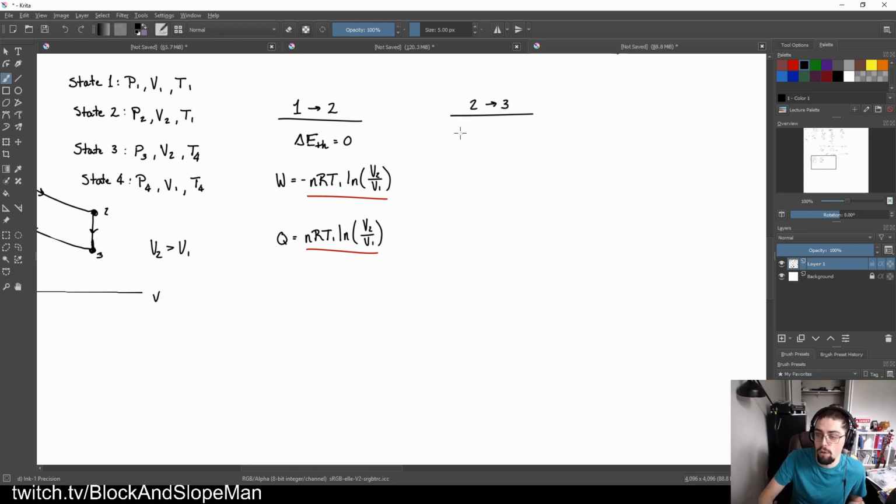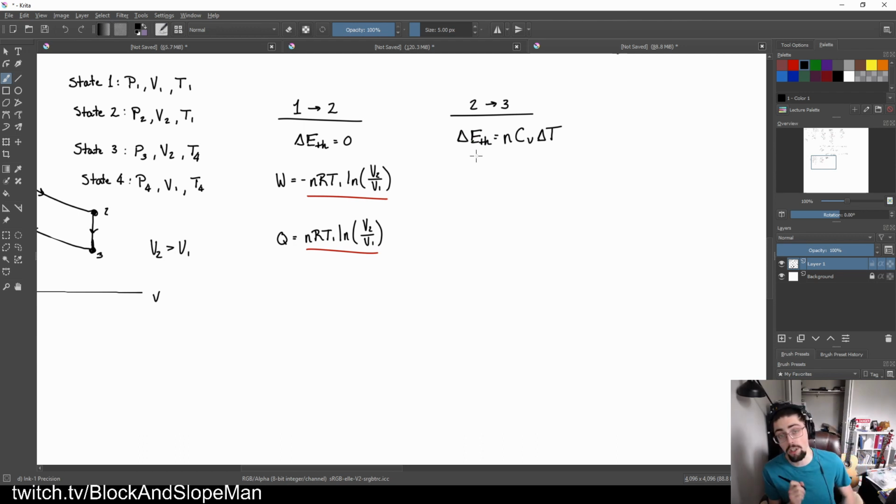Now, I'm in an isochoric process, delta E thermal, but I kind of said this before. I don't care that much what E thermal is. It doesn't actually contribute to any part of the engine. Really, it's there as an additional step for us right now.